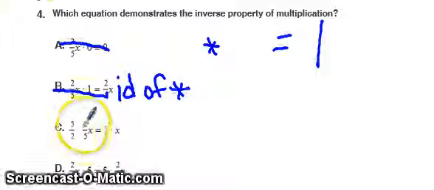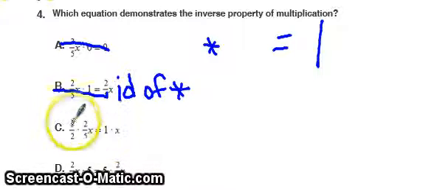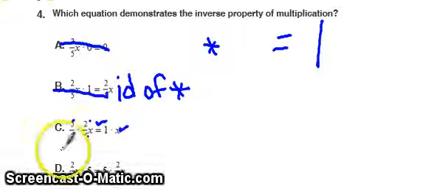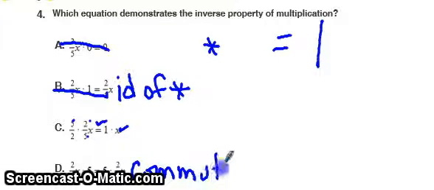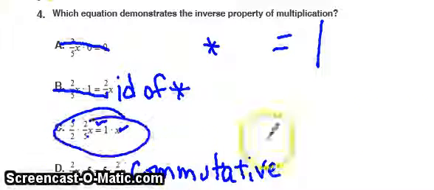5 over 2 times 2 over 5x equals 1x. I've multiplied 5 over 2 times 2 over 5. These are reciprocals of each other. I have a product of 1, and because that variable is in there, it's just in there. So this is actually the correct answer. Looking at D, 2/5 x times 5 is equal to 5 times 2/5x. This is actually the commutative property of multiplication. Not what we're looking for. C for this one was the correct answer.